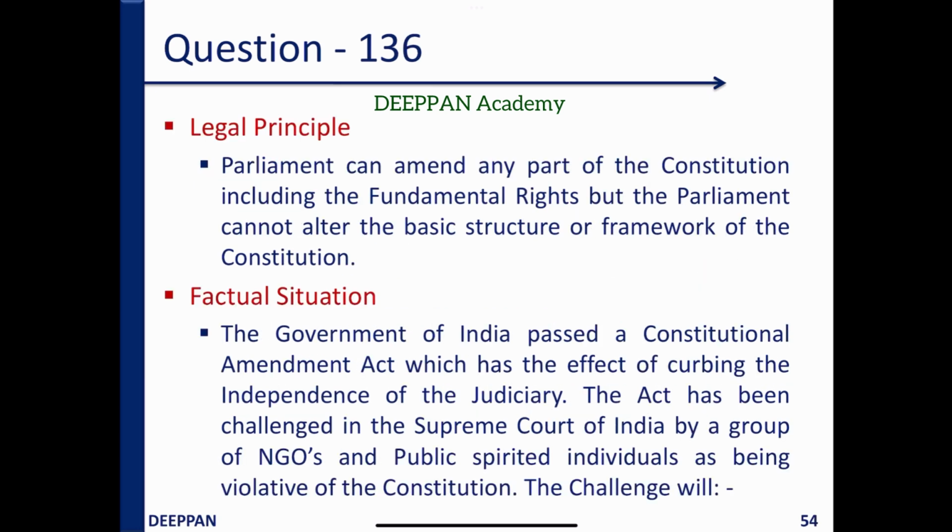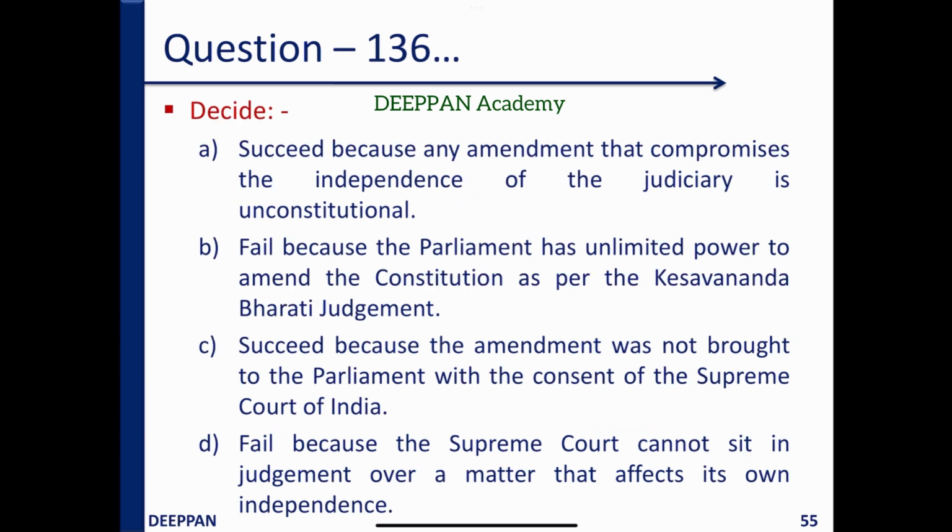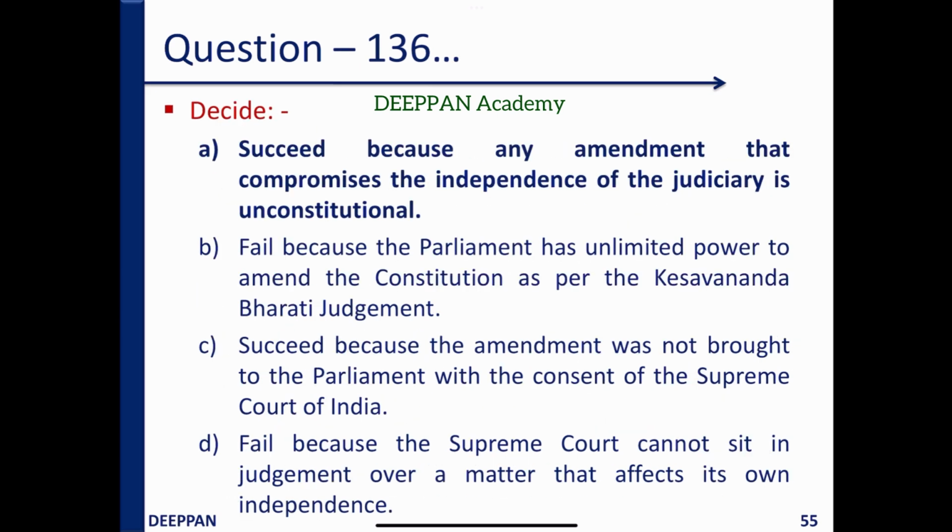Legal principle: Parliament can amend any part of the Constitution, including the fundamental rights, but the Parliament cannot alter the basic structure or framework of the Constitution. Factual situation: the Government of India passed a Constitutional Amendment Act which has the effect of curbing the independence of the judiciary. The act has been challenged in the Supreme Court of India by a group of NGOs and public-spirited individuals as being violative of the Constitution. The challenge will succeed because any amendment that compromises the independence of the judiciary is unconstitutional.